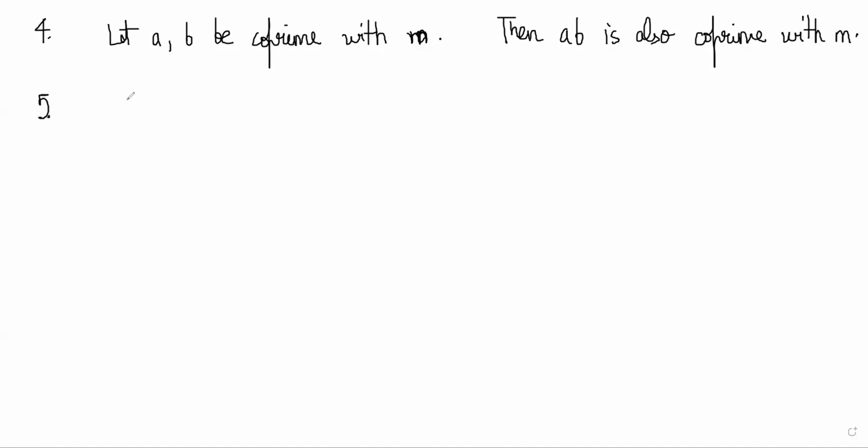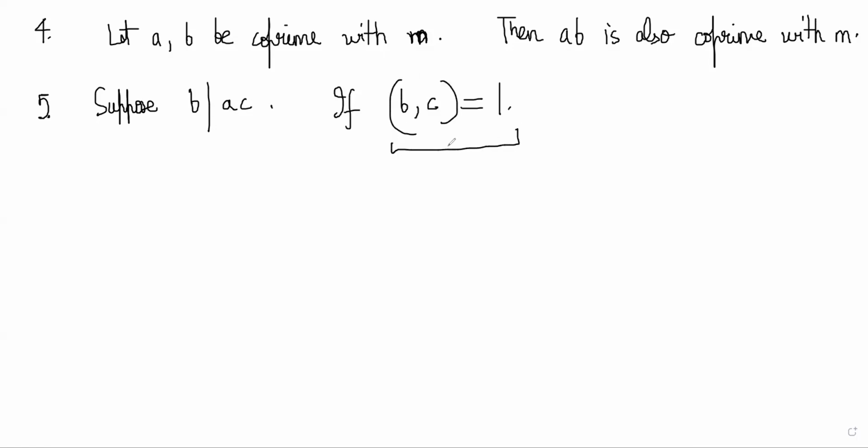The next thing is a consequence of this property. Suppose we know that B divides AC. If B is co-prime with C, which is the statement that the GCD of B and C is 1, then this implies that B must divide A.